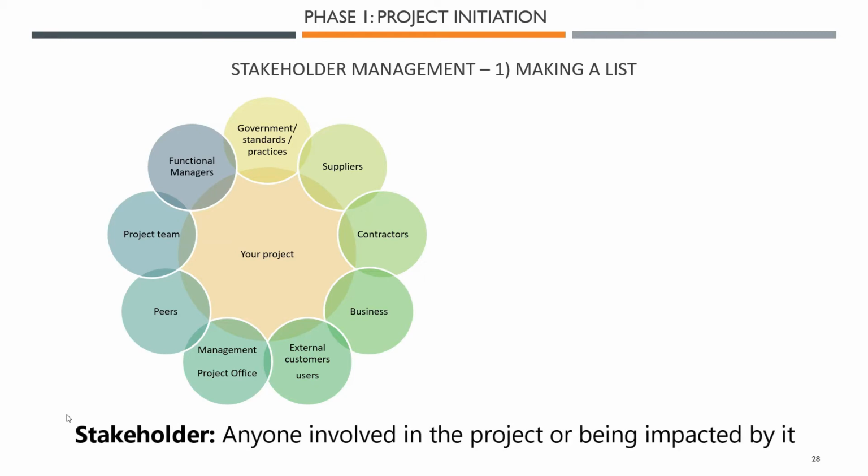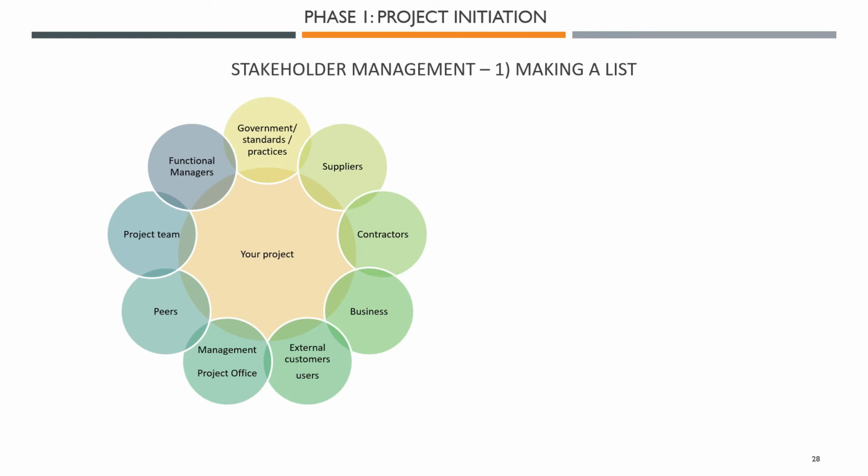First, let's have a look at the definition of a stakeholder. A stakeholder is anyone involved in a project or being impacted by it. Who are you working with? That could be the obvious ones: your team, your peers, even those who influence the project, your management. Those are the people you are working with.